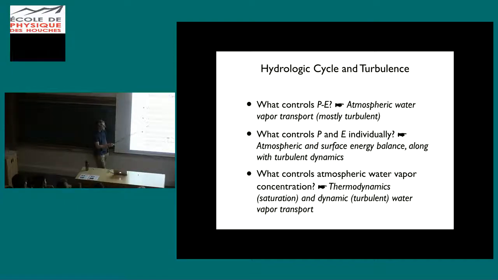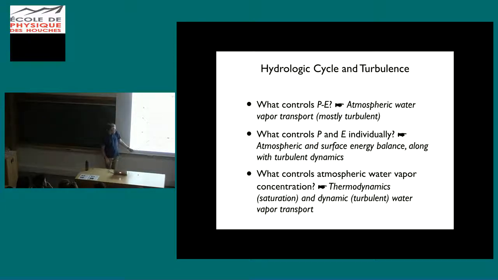P and E individually, it's a little more complicated. So E, as I said, is mostly the energy balance near the surface. P, precipitation, you can also reason your way through the energy balance either at the surface or in the free atmosphere. It's harder to say what P and E individually are than what P minus E is, because that entirely depends on atmospheric turbulent transport.